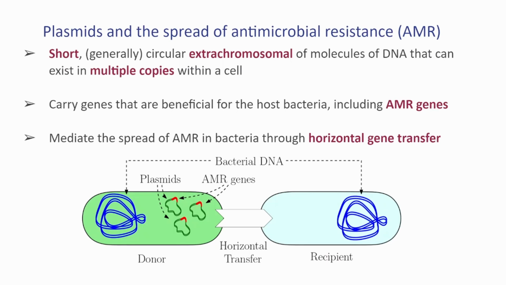Plasmids are short circular molecules of DNA that are separate from the chromosome, and they can occur in multiple copies in the bacterial cell. They usually carry genes that are beneficial for their host bacterium, and mainly some of these genes are AMR genes, which give the host resistance against drugs. Plasmids mediate the spread of these genes in bacteria through horizontal gene transfer.